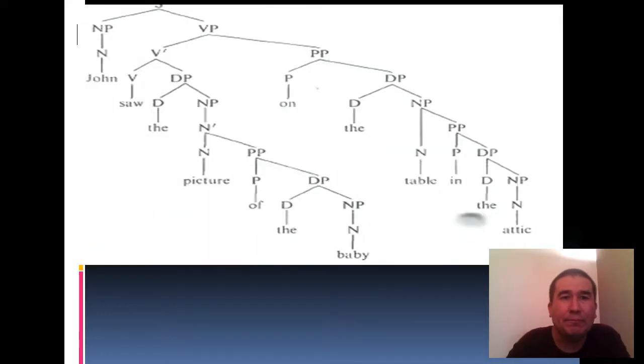So you can see, John is NP, N. Saw the picture: the verb is classified as V and further as saw. And DP, the, NP, picture, PP, of, prepositional phrase, the, also DP, determiner phrase, NP, noun phrase, baby. And the second part, on, PP, prepositional phrase, the, determiner phrase, table, noun phrase, in, PP, the, determiner phrase, and the last one, attic. You have to be careful while classifying these schemes in pointing out the structure.